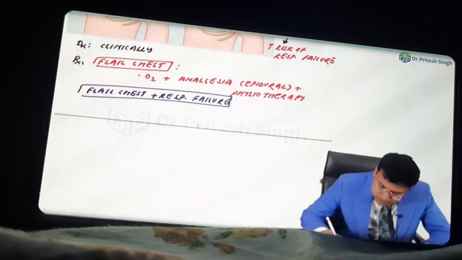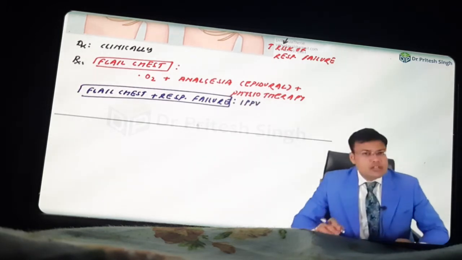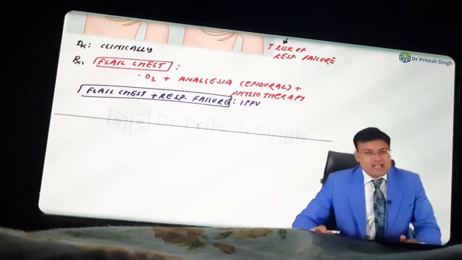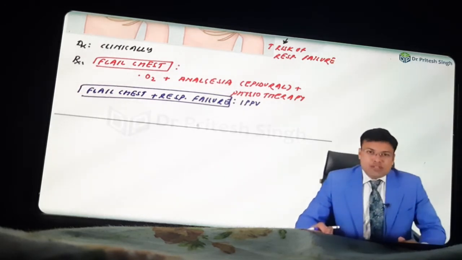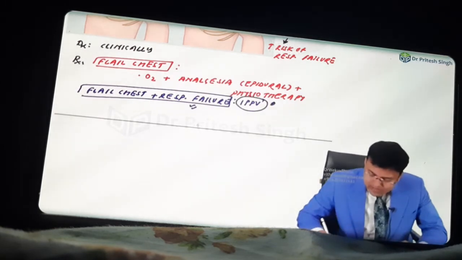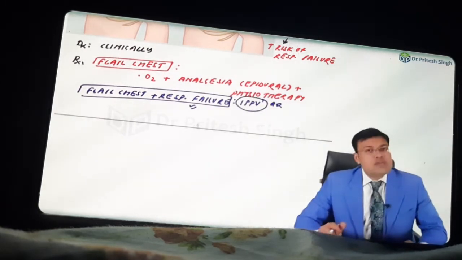In this case, we go for intermittent positive pressure ventilation. This is a very common mistake done by most of the students. A question is asked, what's the treatment of flail chest? In the options, analgesia, second option, strapping, third option, intermittent positive pressure ventilation. What is the correct answer? It is adequate analgesia. Until and unless the patient is having respiratory failure, you will not mark intermittent positive pressure ventilation. So this is how we manage flail chest.